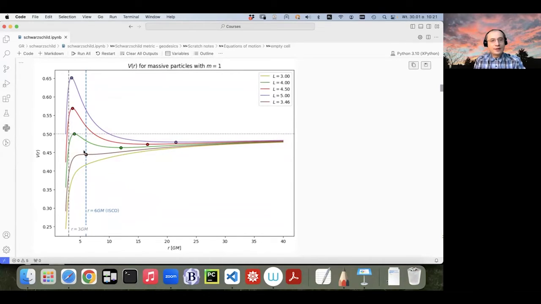The body can decrease its radius r as much as it can. It can be simply swallowed by the central body. It does not bounce off. If L is large enough, however, a barrier appears, but it's a barrier of a finite size.